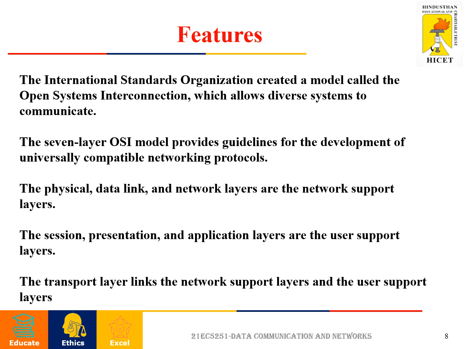And the features of the OSI layer. The International Standards Organization created a model called the Open System Interconnection, which allows diverse systems to communicate. The 7 layers of the OSI model provide guidelines for the development of universally compatible networking protocols. The physical, data link, and network layers are the network support layers. And the top 3 layers, session, presentation, and application layers, are the user support layers. And the middle layer, the transport layer, links the network support layers and the user support layers.